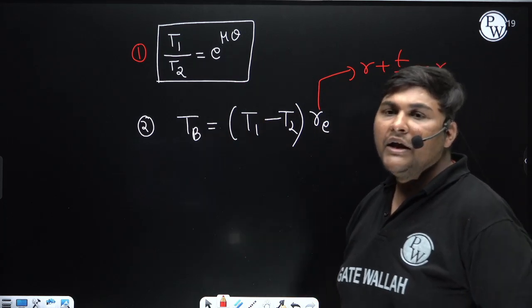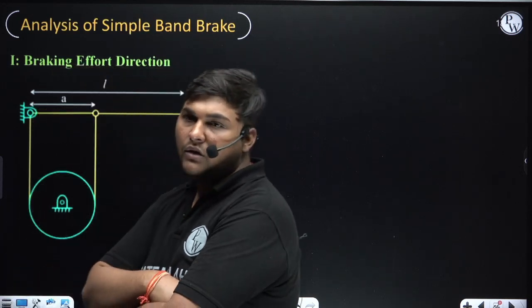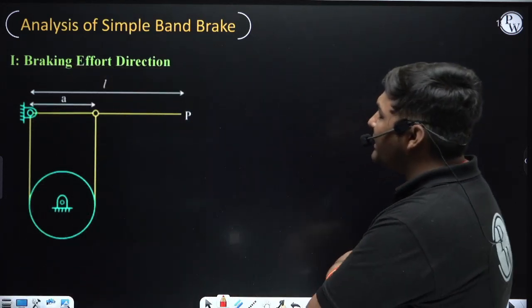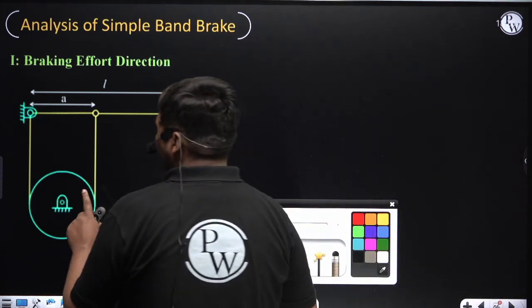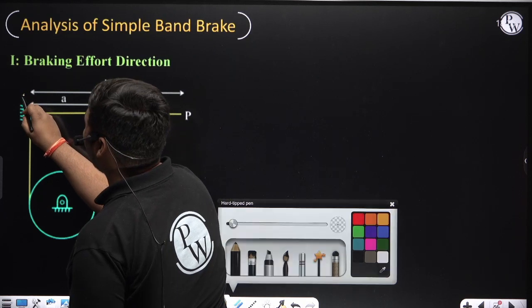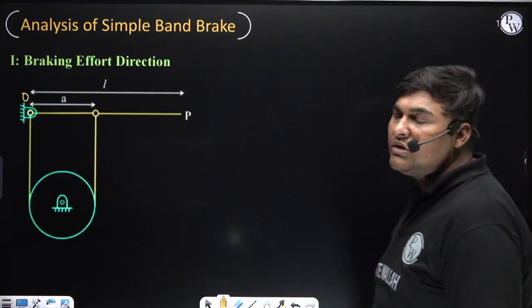Now we will start our analysis of our first brake, that is the simple band brake. What is a simple band brake? I have already discussed that. If one end of the band is pivoted at the location of the fulcrum, which I will denote with O, then that brake is known as a simple band brake.